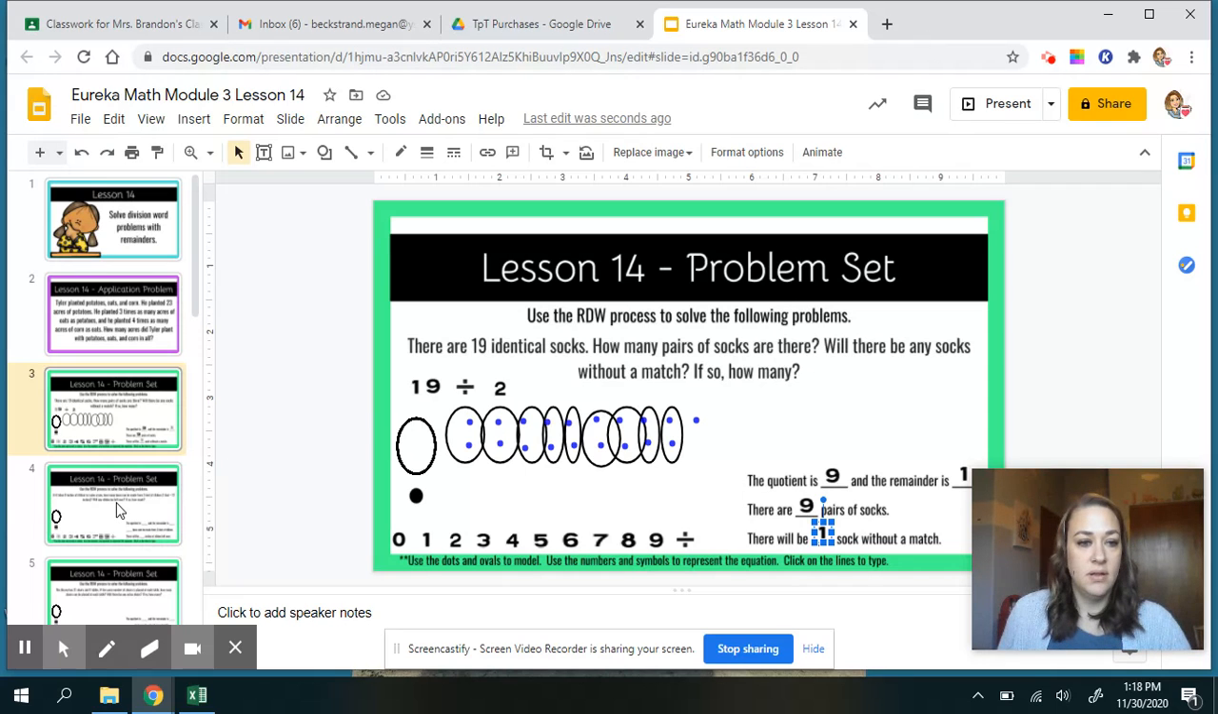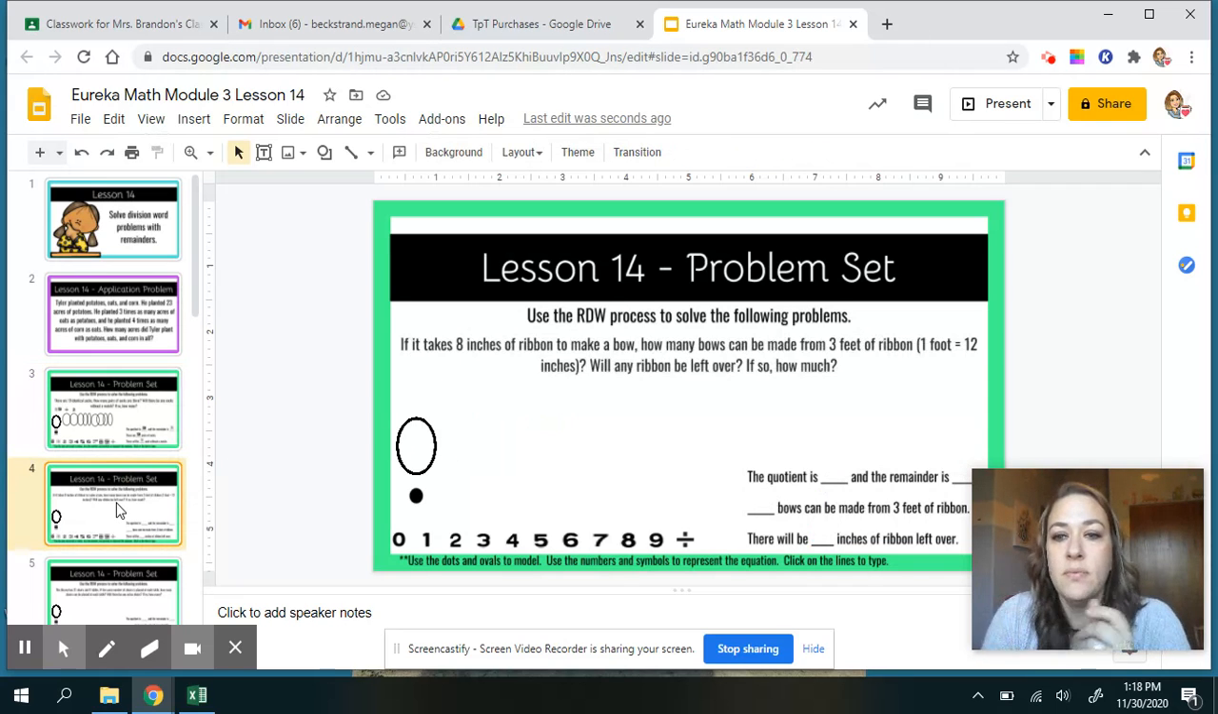Okay. All right, let's do another one. If it takes 8 inches of ribbon to make a bow, how many bows can be made from 3 feet of ribbon? And 1 foot of ribbon is equal to 12 inches. Will any ribbon be left over? If so, how much? So 1 bow takes 8 inches. I have 3 feet of ribbon, and each foot is 12 inches. So what we need to do first is some multiplication to find out how many inches of ribbon we have.